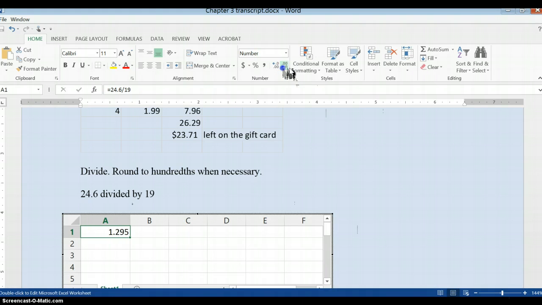So I'm going to reduce that to 1.29. And again, I'm using up here on the Home tab, in the number group, the decrease decimal to hundredths.